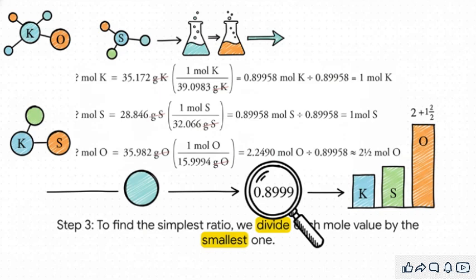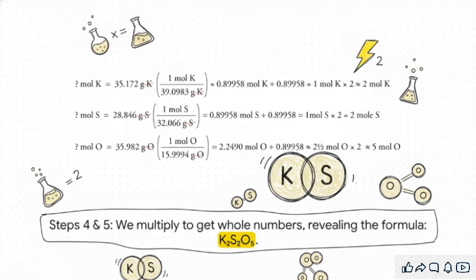Okay, we are getting really close. But wait, you can't have half an atom in a formula. So for step 4, we just multiply that whole ratio by 2 to get rid of the fraction. And that leaves us with the beautiful, clean, whole number ratio. 2 potassiums, 2 sulfurs, and 5 oxygens. And there you have it. Our first clue is officially in the evidence bag. The empirical formula is K2S2O5.